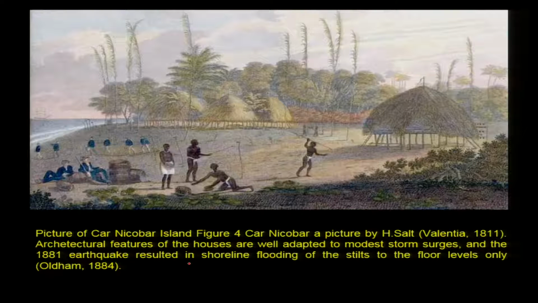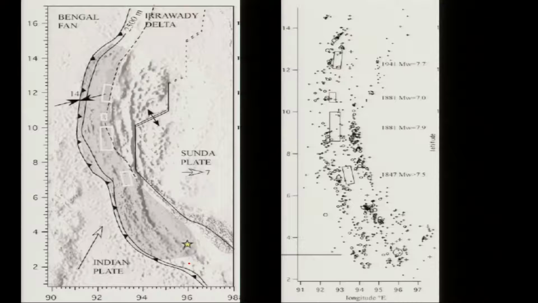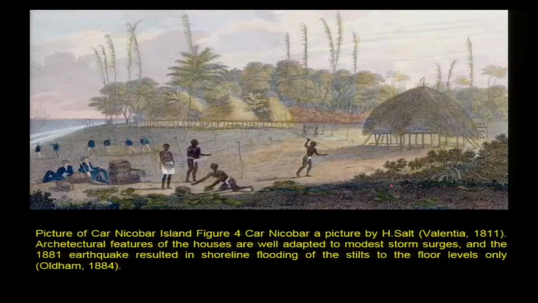Now, the land level change was also reported from the 1847 earthquake in Nicobar area, and this was the sketch which was produced long back by Oldham in 1884, which shows that these are all Nicobaris, the tribal people, and this area was affected.